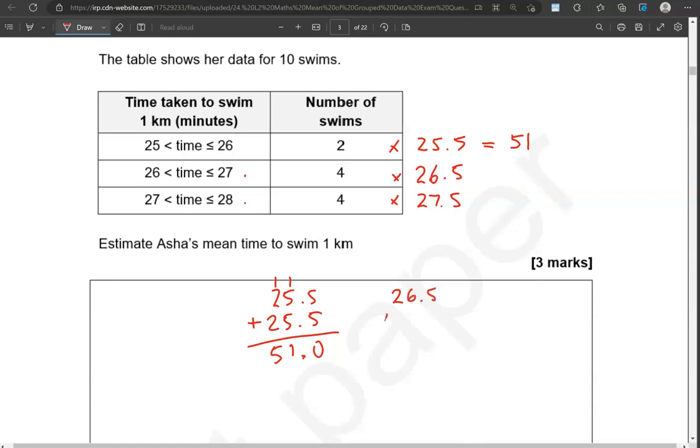26.5 times 4. 4 times 5 is 20, so 0 down, 2 carried over. 4 times 6 is 24, and the 2 is 26, so 6 down, 2 carried over. 2 lots of 4 is 8, and the 2 is 10. 26.5 has 1 decimal place. 4 doesn't have any, it's a whole number, so we're going to give the answer 1 decimal place. So going backwards, we put the decimal point there, so that gives us 106.